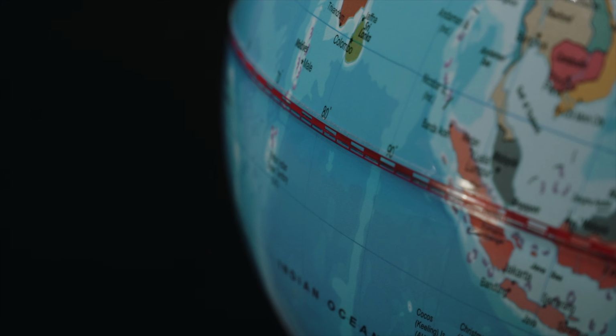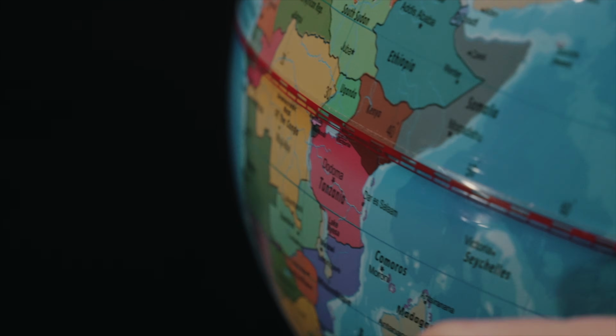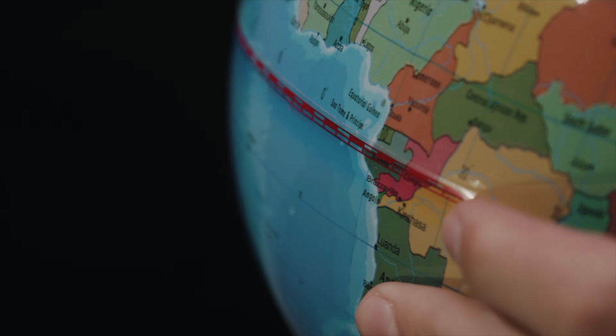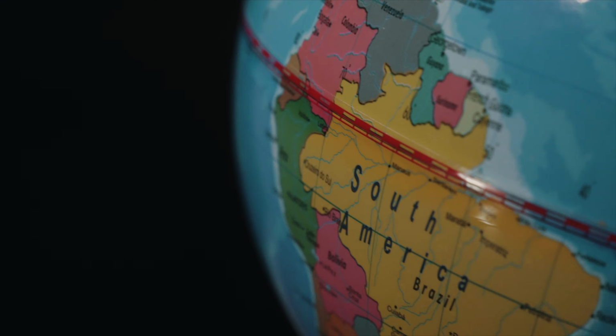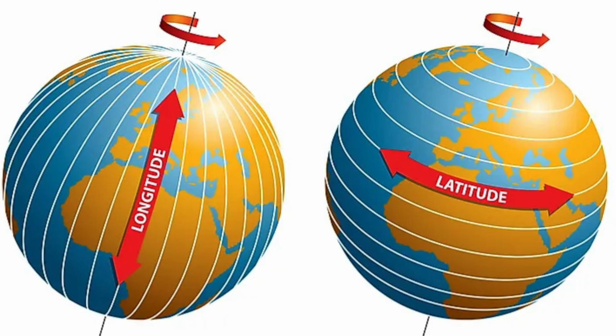You will see that these flat lines are north and south away from each other. So the flat line that is in the middle of the Earth running around horizontally is called the equator. And from the equator, there will be other lines of latitude that are measured in degrees north and south from the equator. So you can see that all of these latitude lines are north and south from each other measured in degrees.